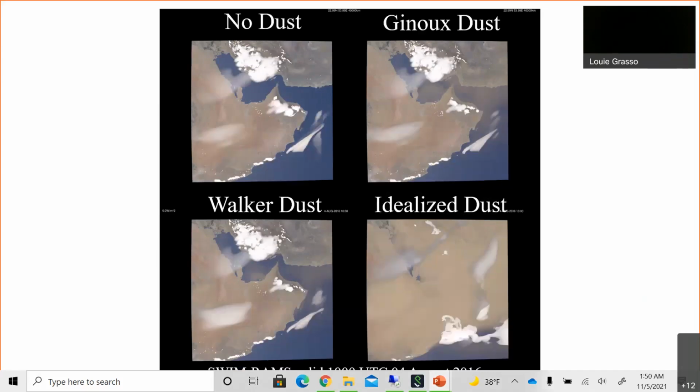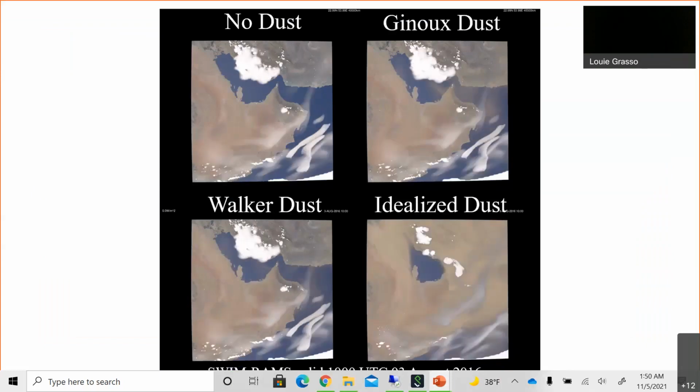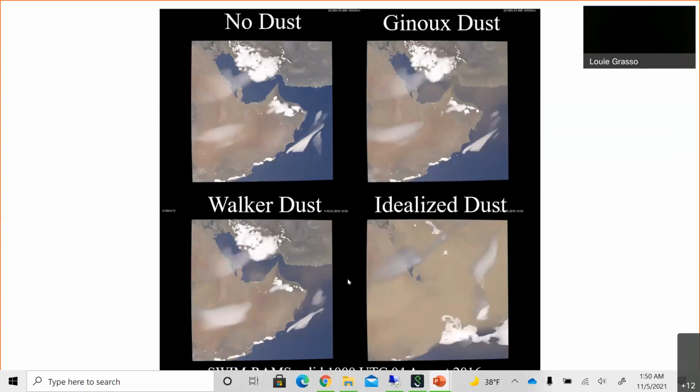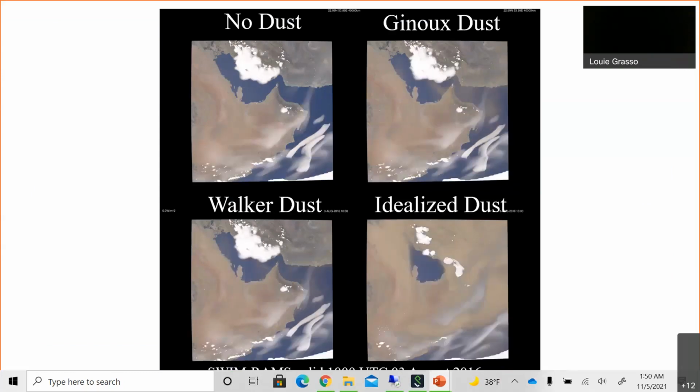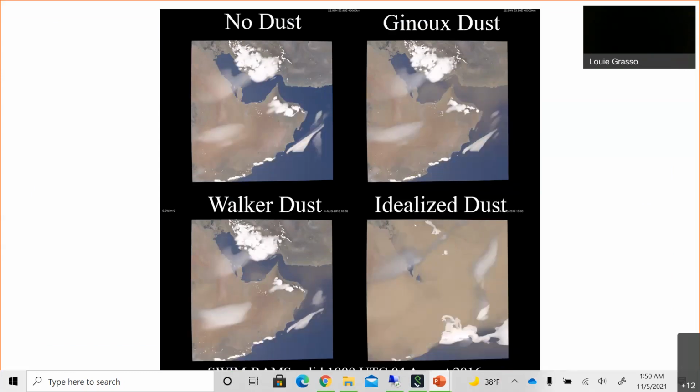So for example, if you look at the GNU dust, you can see the dust existing over the Persian Gulf, between the two. Here, the Walker dust, you can see some dust there over the Persian Gulf. But the idealized dust was very dusty, and it's pretty obvious as it completely blocks the water bodies below.